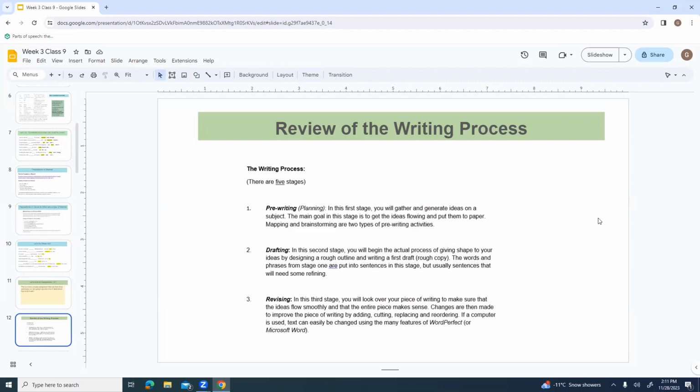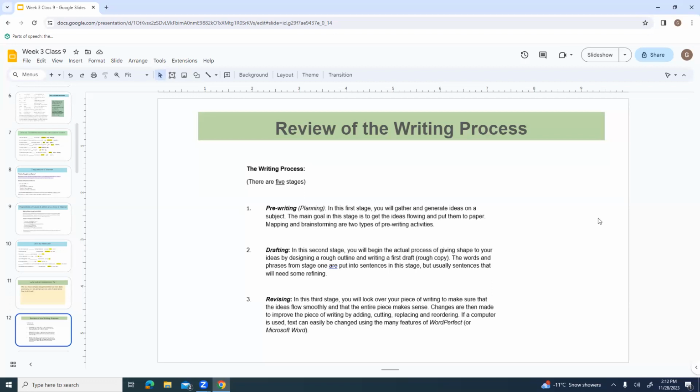So there are 5 main stages to the writing process: pre-writing or planning. In this stage, you'll gather and generate ideas on a subject. The main goal in this stage is to get the ideas flowing and put them onto paper. Mapping and brainstorming are 2 different types of pre-writing activities.